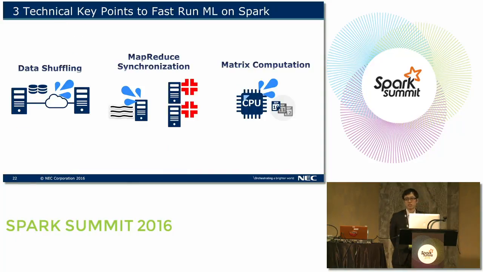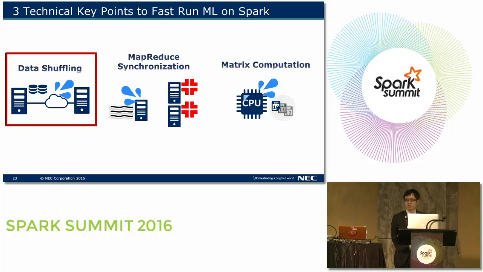Okay, so now let me ask one question. Can any implementation of a machine learning algorithm run fast on Spark? This is not true. To run a machine learning algorithm fast on Spark, we must address these 3 technical key points. The first one is data shuffling, the second one is map-reduce synchronization, and the third one is matrix computation. I'll explain how distributed HML addresses them one by one.